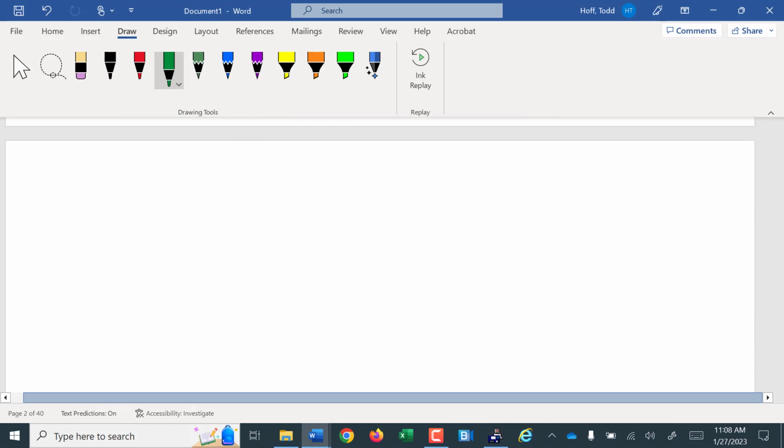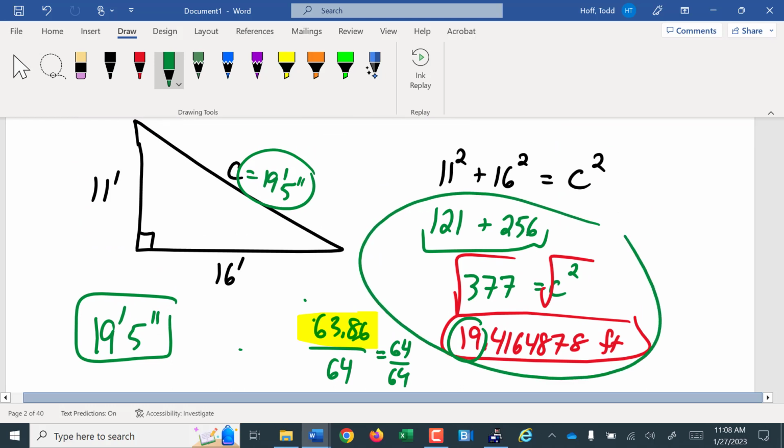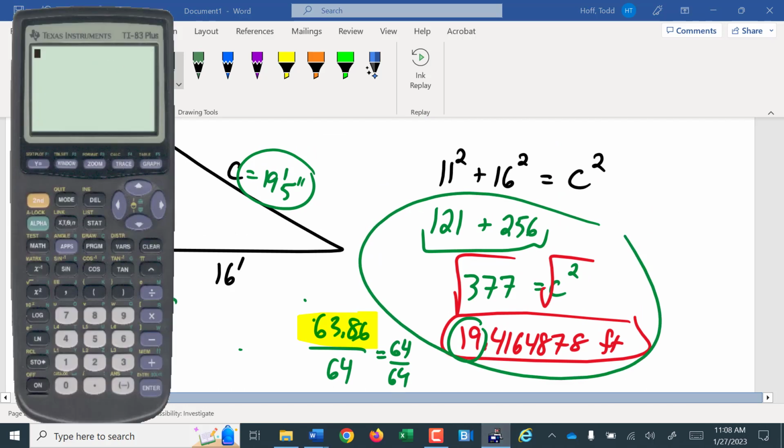So that's finding the hypotenuse. Now if I'm doing this on my own, I'm not writing this out step by step. What I'm going to do is I'm just going to put it in the calculator like this. I start out with the square root, and then inside the square root, I do 11 squared plus 16 squared. Then I close my parentheses for the square root, and it spits it all out at once. That's that decimal 19.416487884 feet that we had before.